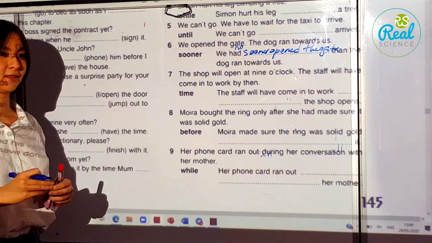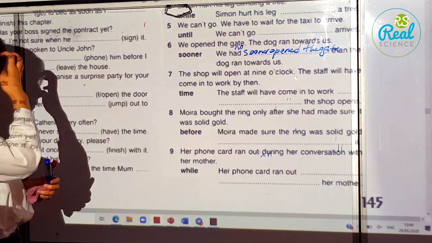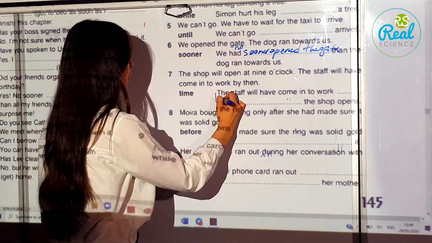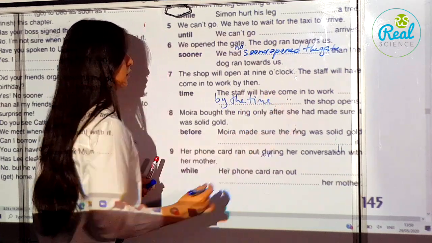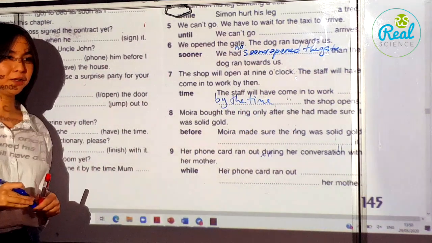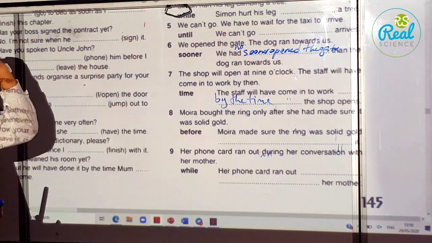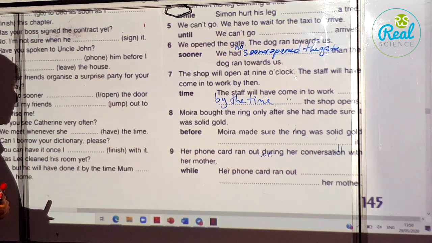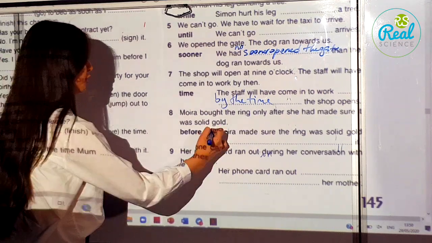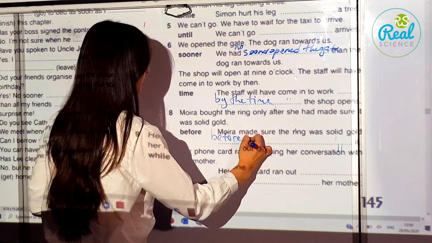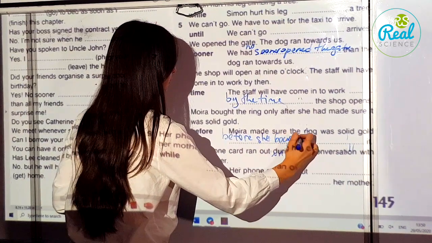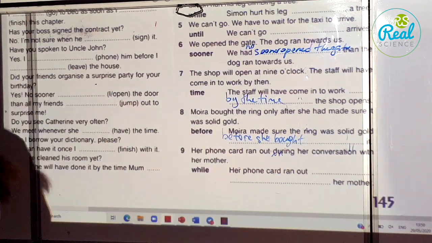Nice. 7th. The staff will have come in to work by the time the shop opens. Yeah, by the time. Nice. 8th one. Who wants to read? Moira made sure the ring was solid gold before she bought the ring. Before she bought the ring. Correct. Okay, nice. And the last one, 9th.